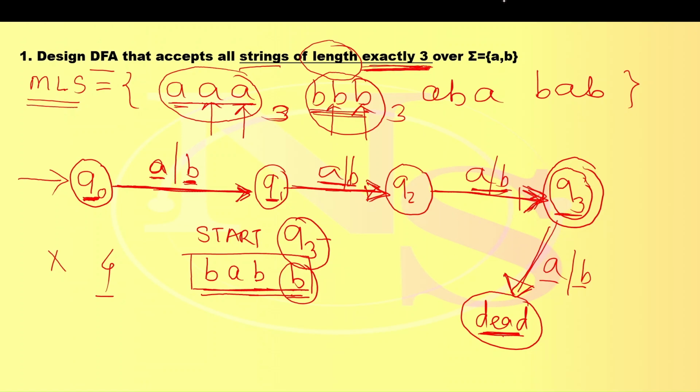There should be a transition for a and b from the dead state. As we know, once the automata is in the dead state, it means the automata has read an invalid string. Already it's in the dead state. If any more symbols come, maybe a or b, zero or many times, give a self loop, so the automata will stay in the same dead state. Hence, this is the final answer to this question, to accept all the strings of length exactly 3.